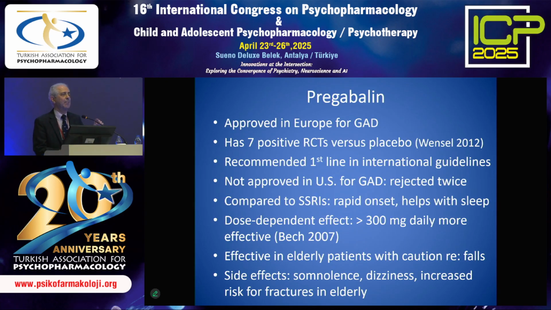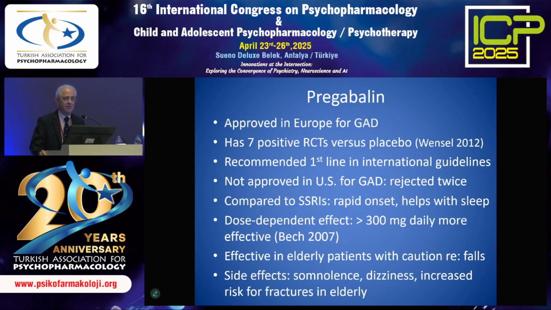Next, we get to pregabalin as an alternative to the SSRIs. Pregabalin is approved in Europe for GAD because of 7 positive randomized controlled trials versus placebo. Some international guidelines recommend it first line for GAD. However, oddly perhaps, it was not approved in the United States for GAD. It was twice rejected by our FDA for GAD. And it's been very hard to figure out why.